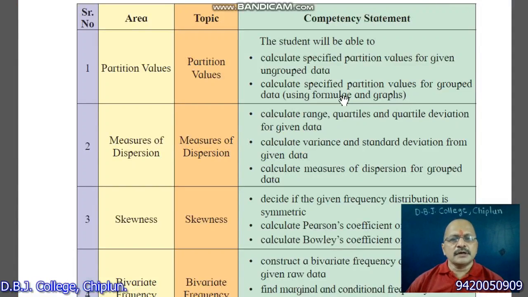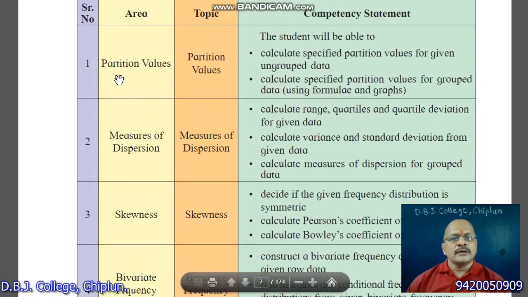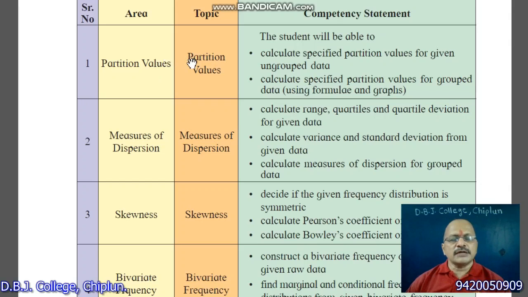In the first semester, we will study at least these 4 topics. First one, partition values. Second one, measures of dispersion, then skewness and bivariate frequency distribution. In partition values, you will study the quartiles, deciles, percentiles, how to find them, and how to draw graphs and find them. Second lesson, measures of dispersion.